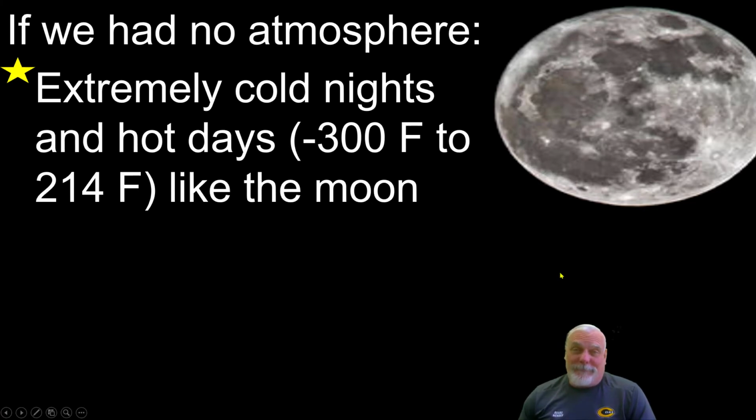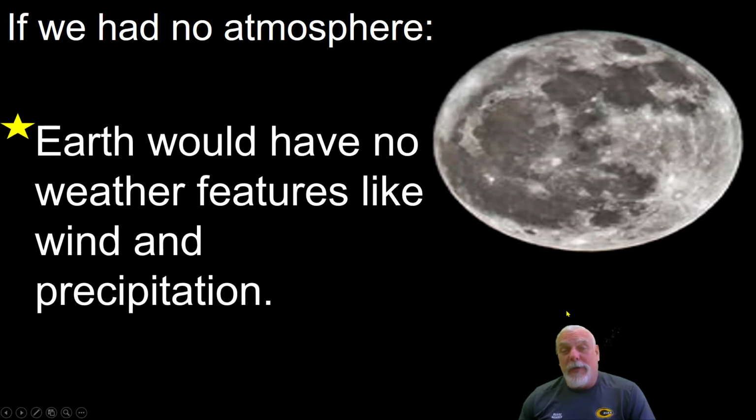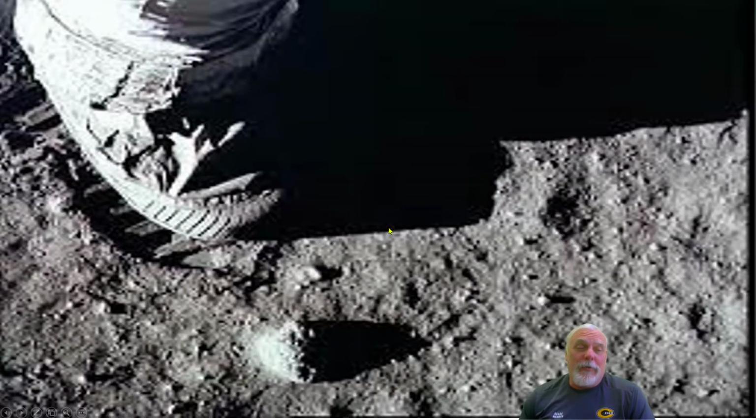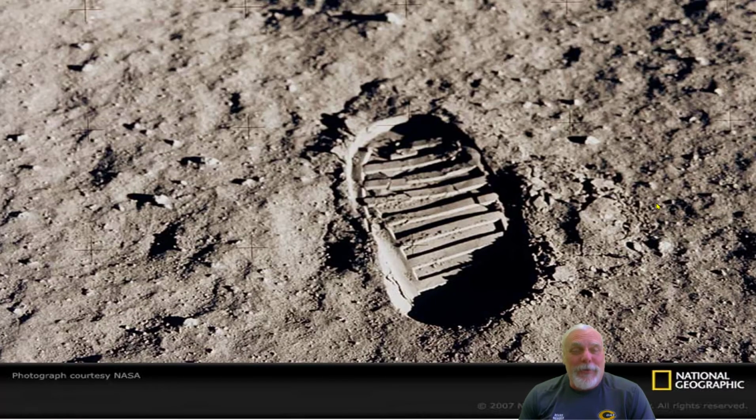We don't want that. The Earth would have no weather features like wind and precipitation if we didn't have an atmosphere. That is bad too. And because there would be no weathering, there would be almost no erosion. So, for example, here's Neil Armstrong putting his foot on the moon. You could see him leaving his footprint, first man on the moon, pretty cool, from Ohio. And apparently that footprint is still there because there's no weather, therefore there's very little erosion. There is some because you do have solar wind and stuff like that. However, it's minimal, especially compared to the amount of weathering and erosion on the Earth.